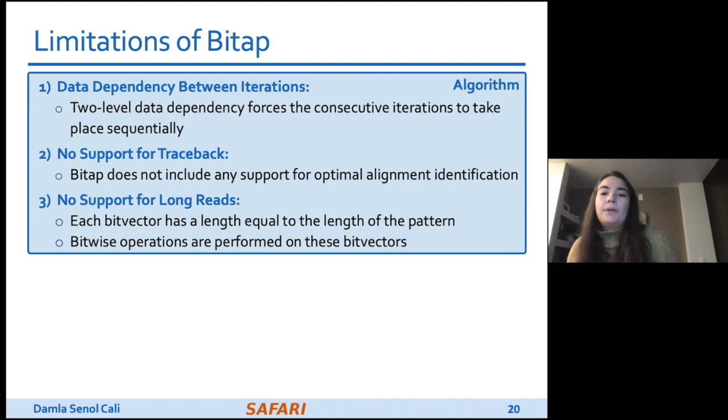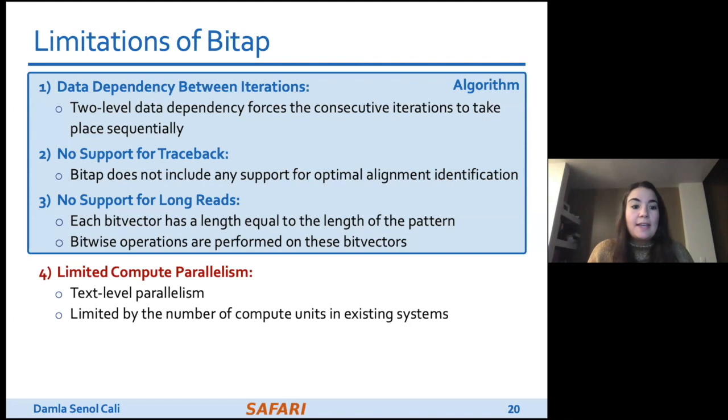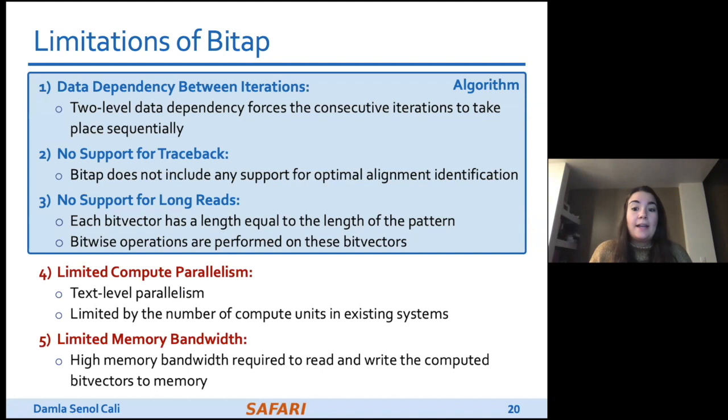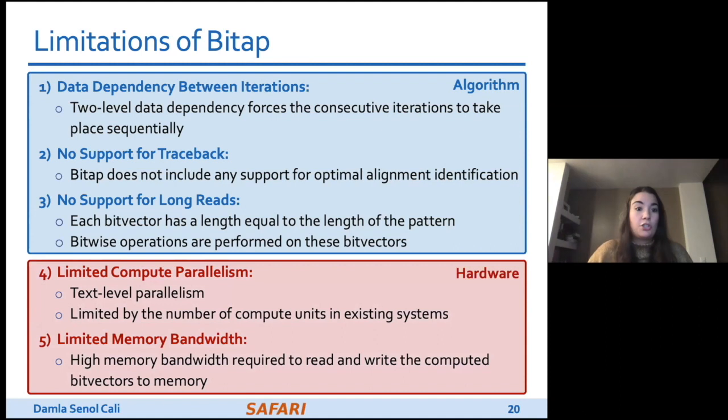For example, while BiTAP iterates over each character of the input text sequentially, we can enable text-level parallelism to improve its performance. However, the achievable level of parallelism is limited by the number of compute units in existing systems. Then we would expect that a GPU, which has thousands of compute units, can overcome the limited compute parallelism that CPUs experience. However, we find that a GPU implementation of the BiTAP algorithm suffers from the limited amount of memory bandwidth available for each GPU thread. And these are the hardware-related limitations of BiTAP.